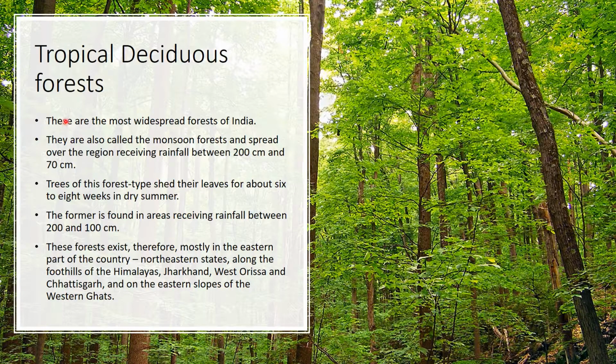Now let us throw some light on tropical deciduous forests. These are the most widespread forests of India. They are also called the monsoon forests and spread over the region receiving rainfall between 200 centimeters and 70 centimeters. Trees of this forest type shed their leaves for about 6 to 8 weeks in dry summer. The former is found in areas receiving rainfall between 200 and 100 centimeters. These forests exist mostly in the eastern part of the country, northeastern states, along the foothills of the Himalayas, Jharkhand, West Orissa and Chhattisgarh, and on the eastern slopes of the Western Ghats.